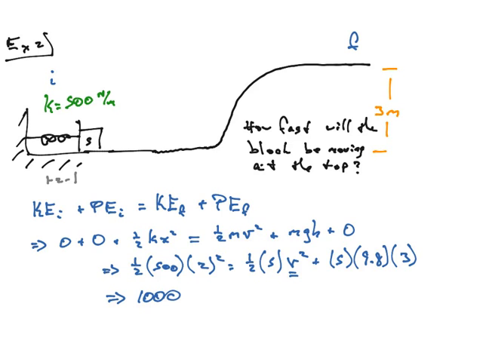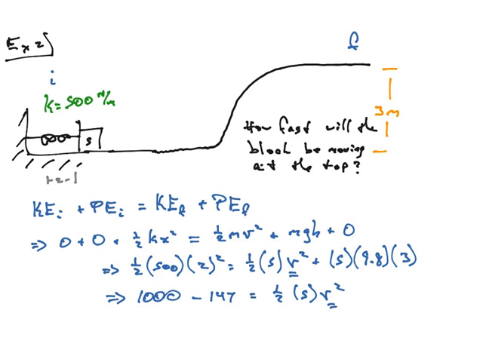What about this term over here? This 5 times 9.8 times 3, that's 147. I want to bring it to the other side, so I subtract it over. Minus 147 equals 1/2 times 5 times v squared.